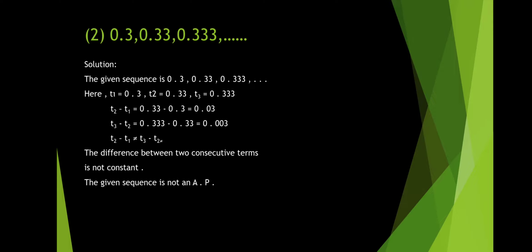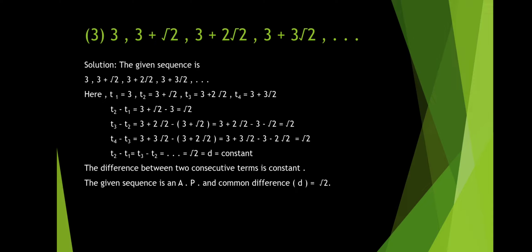Second is 0.333 minus 0.33. If we will subtract this, we will get 0.003. Here clearly we can see both the differences are different. So we can say T2 minus T1 is not equal to T3 minus T2. So the difference between two consecutive terms is not constant. Therefore the given sequence is not an AP.